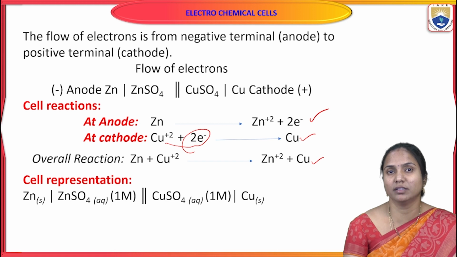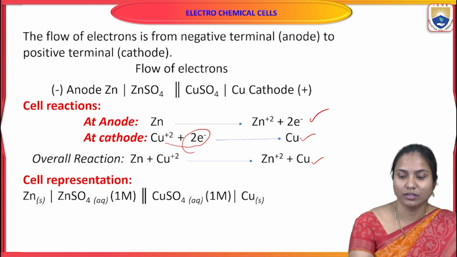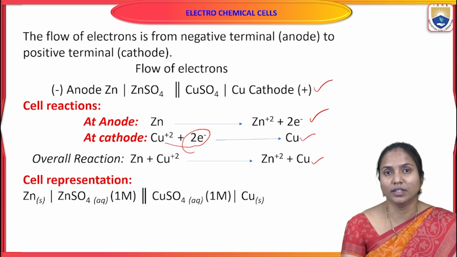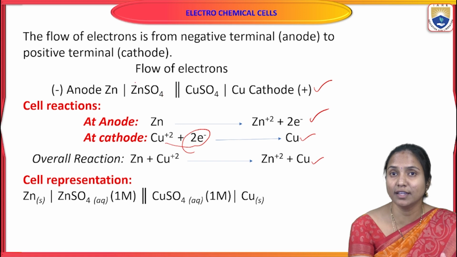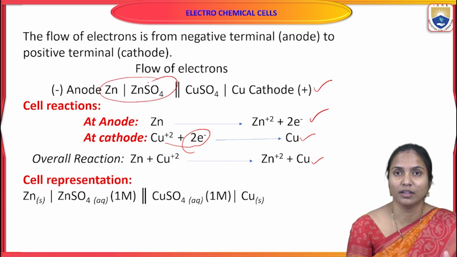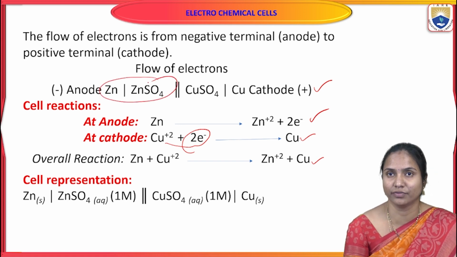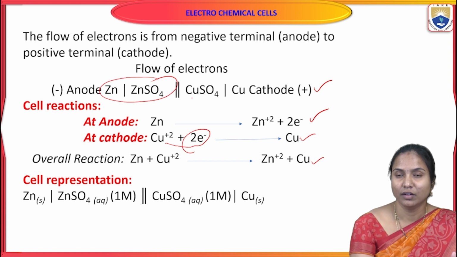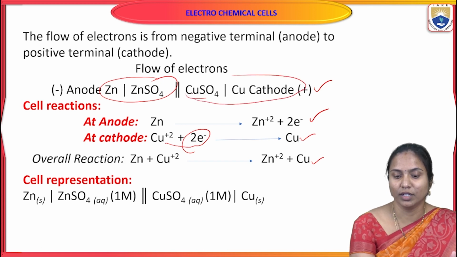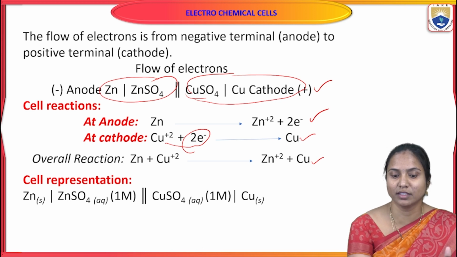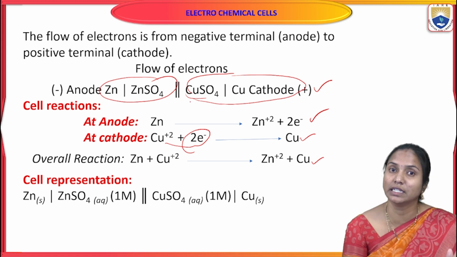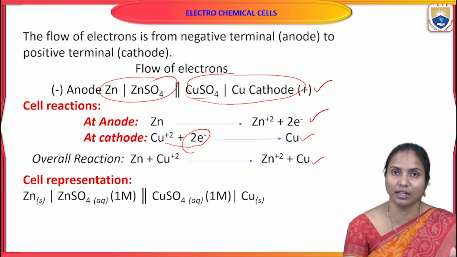So how to represent this galvanic cell or Daniell cell? Here is a representation of the Daniell cell. Zinc sulfate and zinc: that means it is an oxidation half cell. And here copper sulfate and copper is a reduction half cell. These two half cells are separated by two vertical lines, which indicate the salt bridge. This is a representation of a galvanic cell.